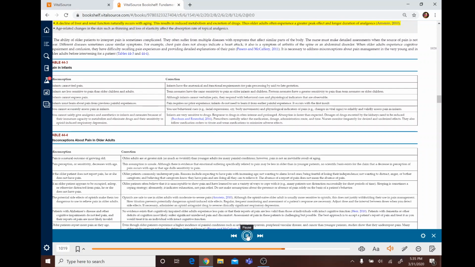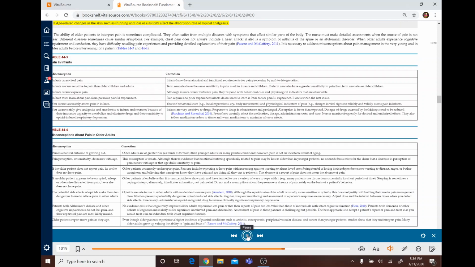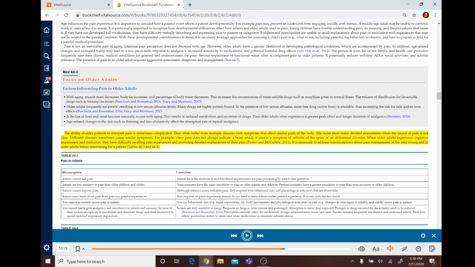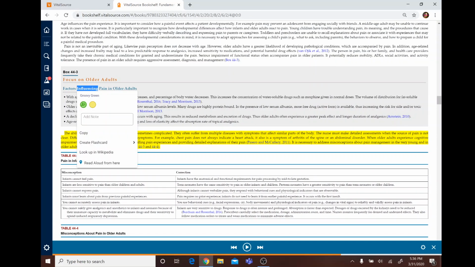A decline of liver and renal function naturally occurs with aging. This results in reduced metabolism and excretion of drugs. Thus older adults often experience a greater peak effect and longer duration of analgesics. Arnstein, 2010. Age-related changes in the skin such as thinning and loss of elasticity affect the absorption rate of topical analgesics. Okay, so I think this is important too. Factors influencing pain in older adults.